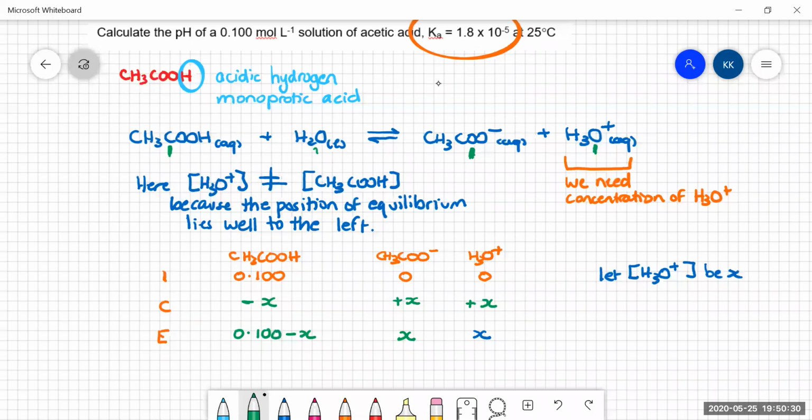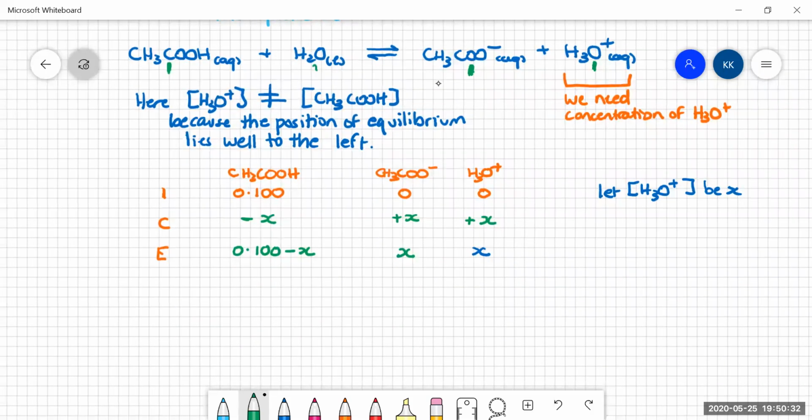Now, how does that help us? Well, we can write an expression for Ka, which is the equilibrium constant. And that is going to be the concentration, remember, products over reactants: the concentration of the acetate ion, the concentration of the hydronium ion, all that over the concentration of acetic acid.